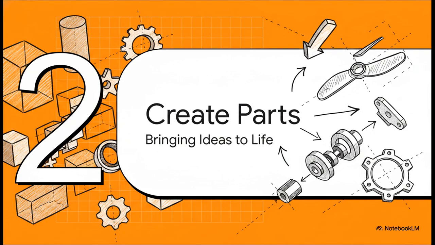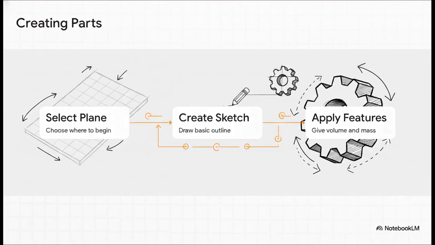Section 2. Create parts. Bringing ideas to life. All right, so with our digital bench perfectly organized, we transition to drafting actual, tangible geometry. The curriculum outlines a very strict chronological workflow here. You always start with a 2D plane, draw a dimensionally constrained sketch, and then apply features like extrusions or revolves to push that sketch into 3D space. Basically, the sketch drives the solid.